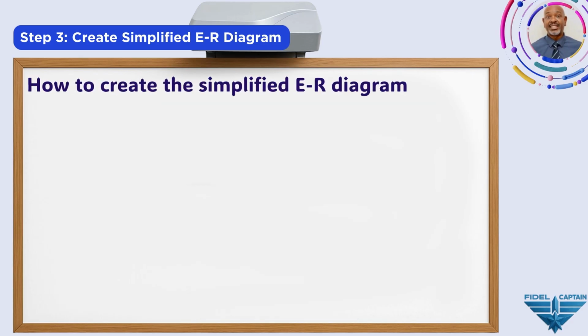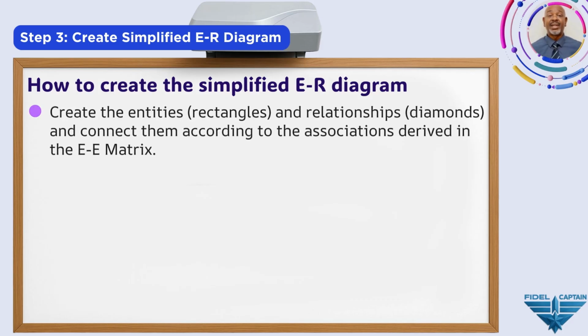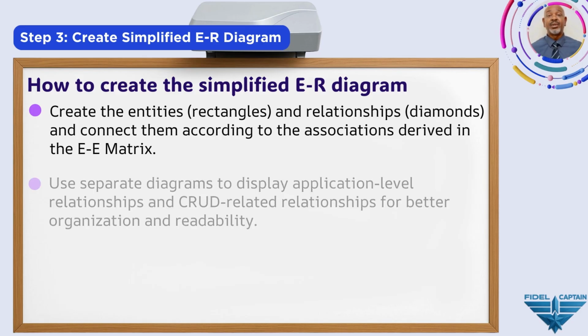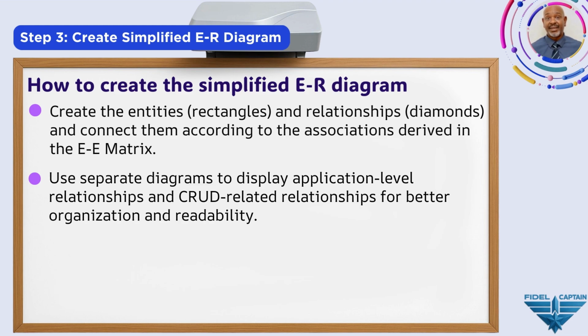How to create the simplified ER diagram. Here is what we need to do in order to create the simplified ER diagram. Create the entities, rectangles, and relationships, diamonds, and connect them according to the associations derived in the EE matrix. Use separate diagrams to display application-level relationships and CRUD-related relationships for better organization and readability.